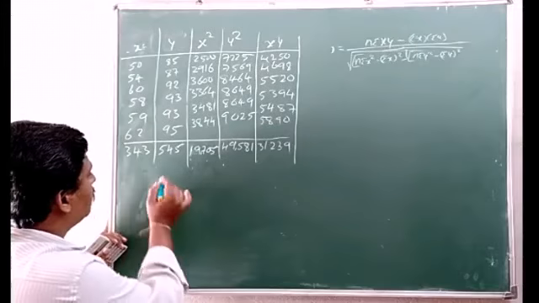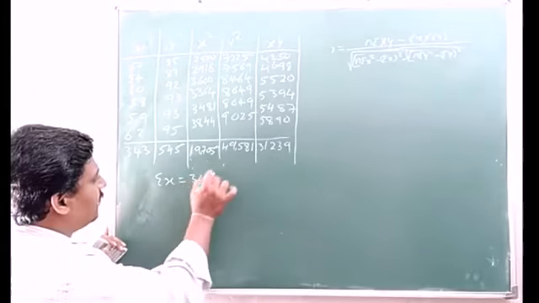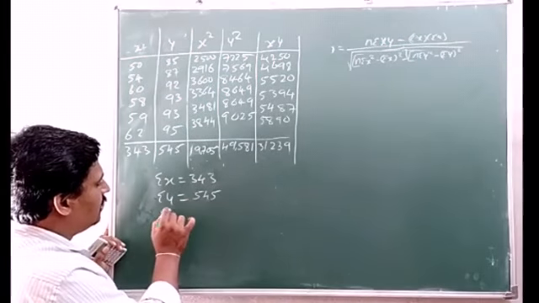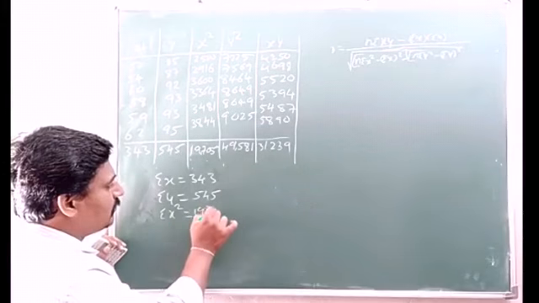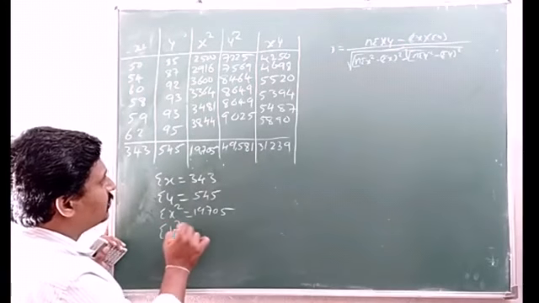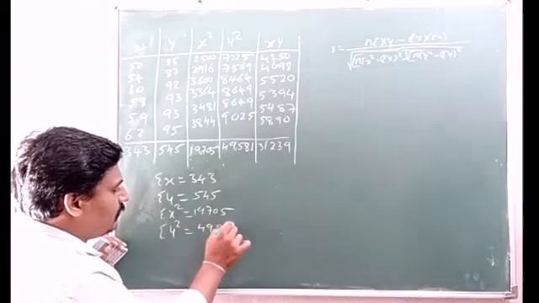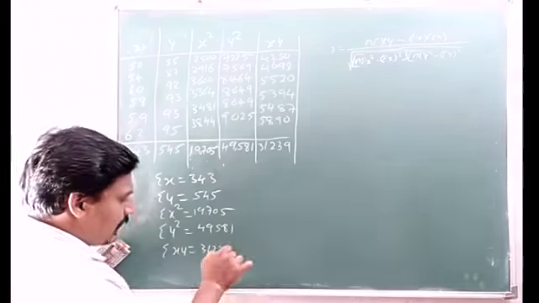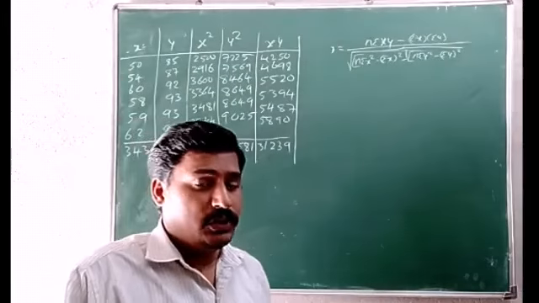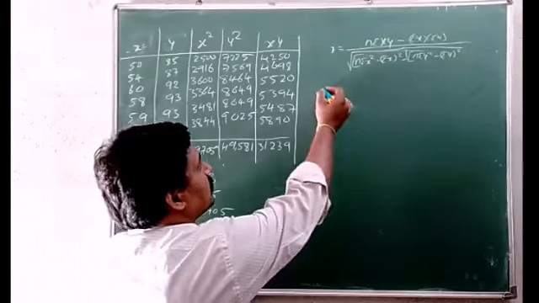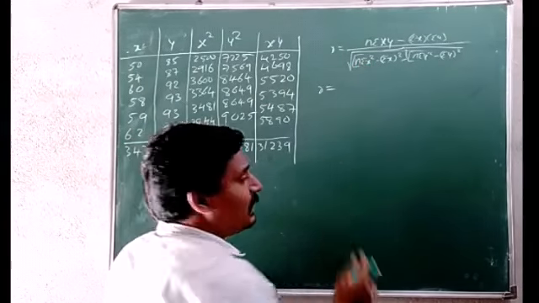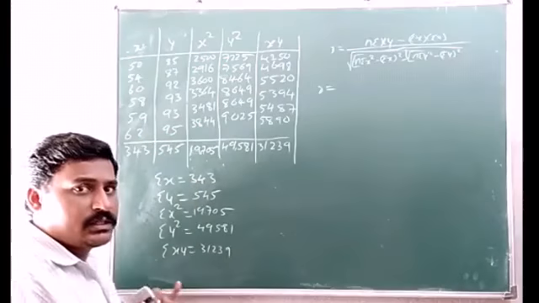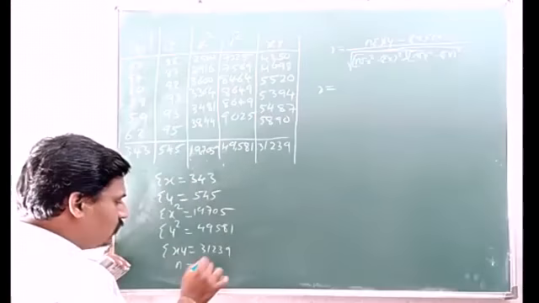Take the totals. Summation x is equal to 343, summation y is equal to 545, summation x square is equal to 19,705, summation y square is equal to 49,581, and summation xy is equal to 31,239. Now substitute the values in the formula here. So r is equal to n. Count them: 1, 2, 3, 4, 5, 6. 6 observations are there. So n is equal to 6 here.